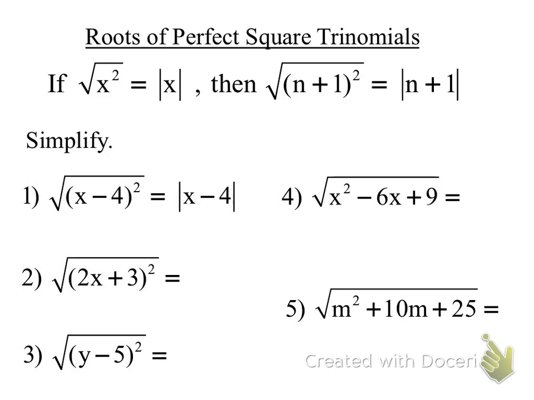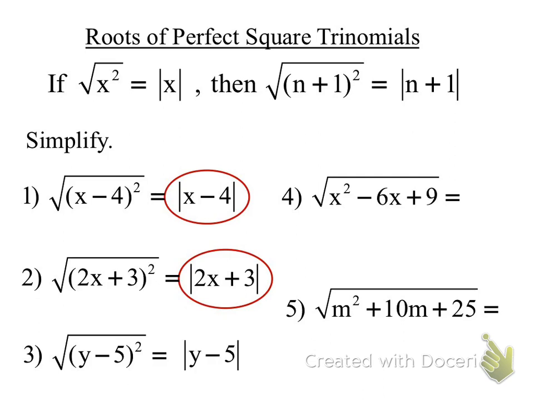Perfect. Okay. Absolute value of 2x plus 3. Try the next one, Nicole. The absolute value of y minus 5. Okay. Can I do anything under the radical on the next one? Because there's nothing I can pull out right now.